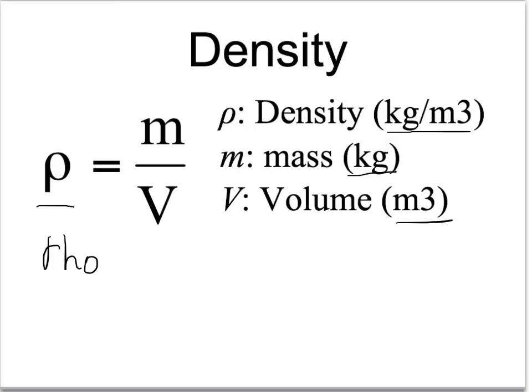Density is basically how much stuff there is in something per a unit of volume. So volume, meters cubed. How much stuff there is in something, kilograms. So it's how much stuff per volume. That's what density is.